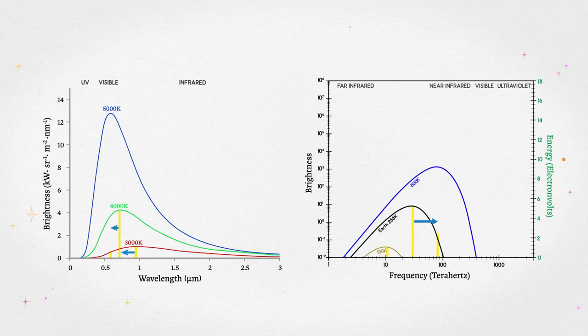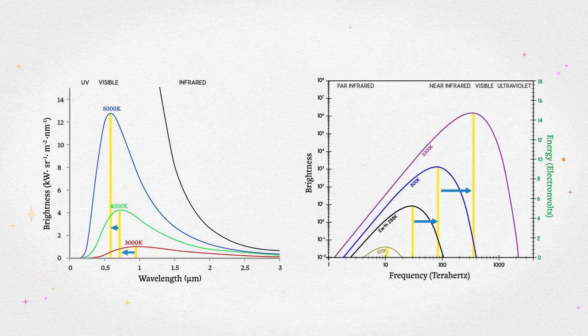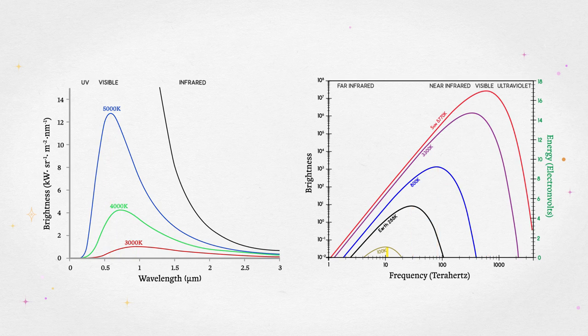Hotter objects move the peak towards shorter wavelengths, higher energies, and lower temperatures will move the peak towards longer wavelengths, lower energies. Recall that frequency and wavelength are inversely related, so the same graph plotted for frequency instead of wavelength will look reversed. A higher temperature means that peak emission of a hotter object is shifted right towards higher frequency, which is more energetic.